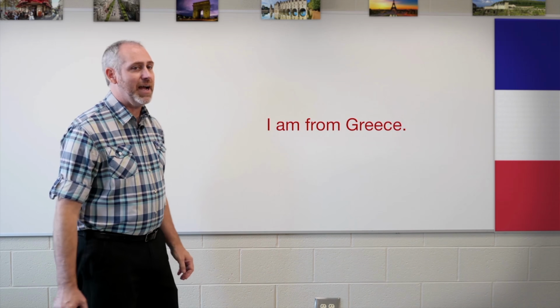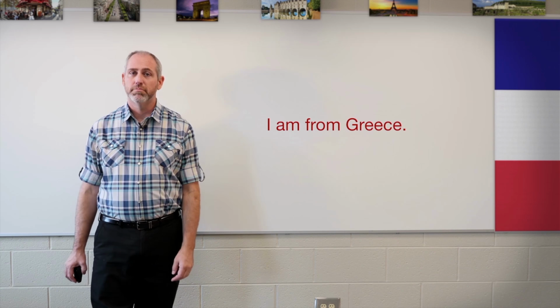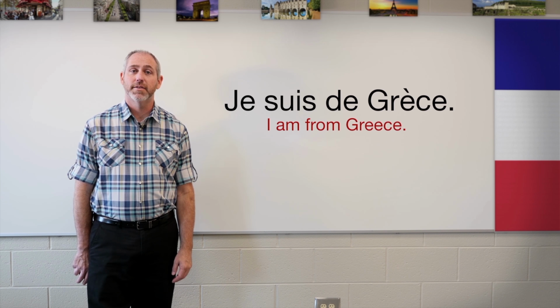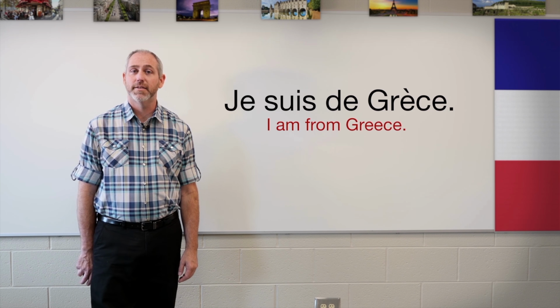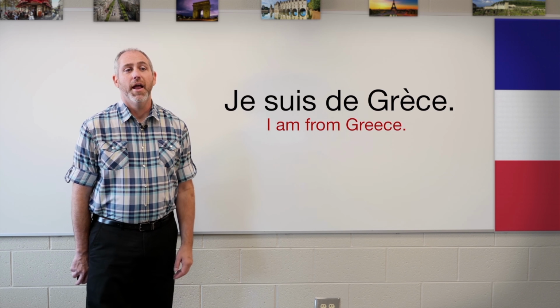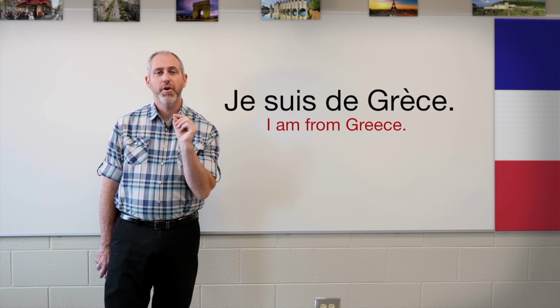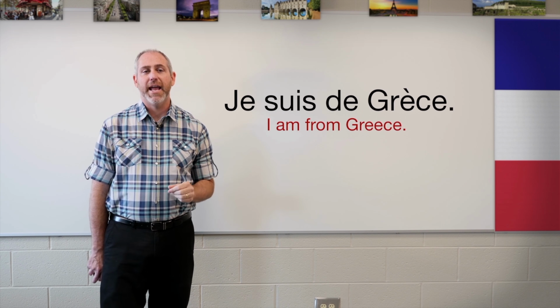All right, now this is going to get exciting because we get to start putting some sentences together. I am from Greece. Here's a full sentence for you. Je suis de Grèce. I'm from Greece. You probably picked up that the de means from or of.